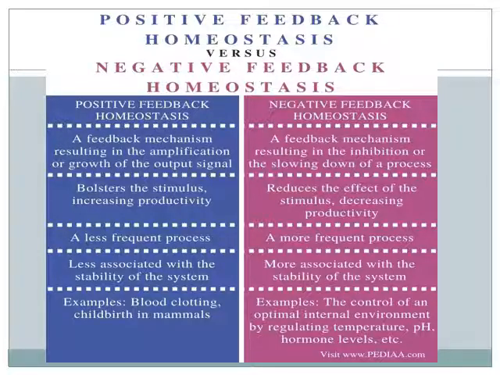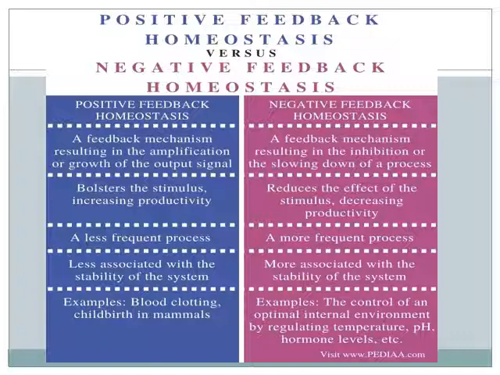Students, here is the chart which represents the differentiation between both feedback mechanisms. In positive feedback mechanism, it results in the amplification or growth of the output signal, while in negative feedback mechanism, it results in the inhibition or slowing down of a process. Positive feedback homeostasis supports the stimulus and increases the productivity, while negative feedback homeostasis reduces the effect of the stimulus and decreases the productivity.